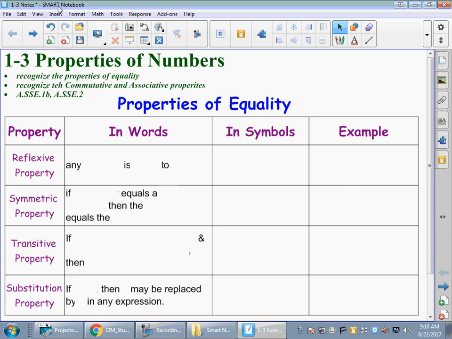These are your 1-3 notes on properties of numbers. These are all of the mathematical rules answering why we are allowed to do that. It's the why part of anything that we do involving equality. So the first thing I want you to understand is that properties is just a fancy math word for rule. So these are your equality rules. These are the names of the rules for things that you've been doing and you know are true. You probably just never knew what they were called or why we can do it.